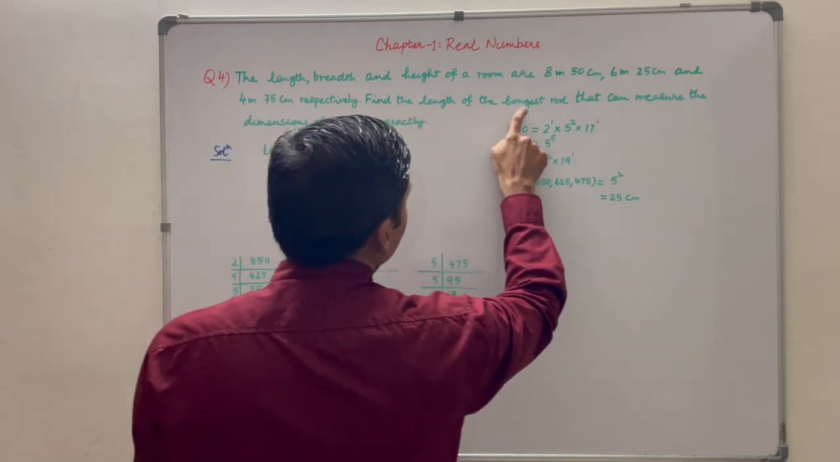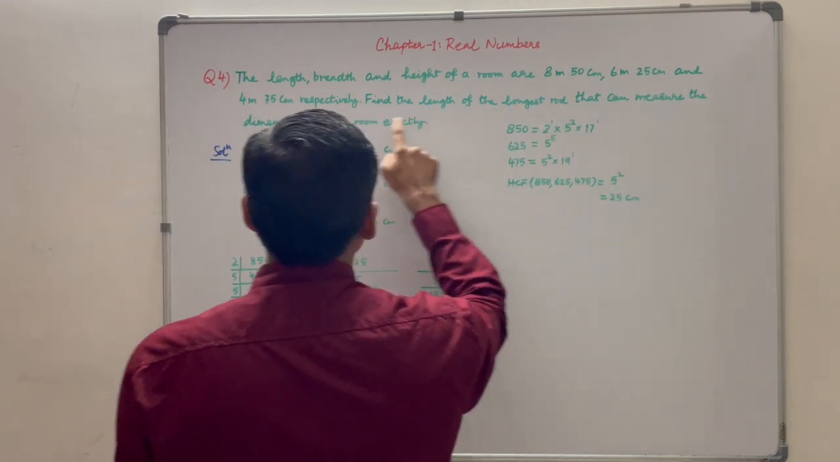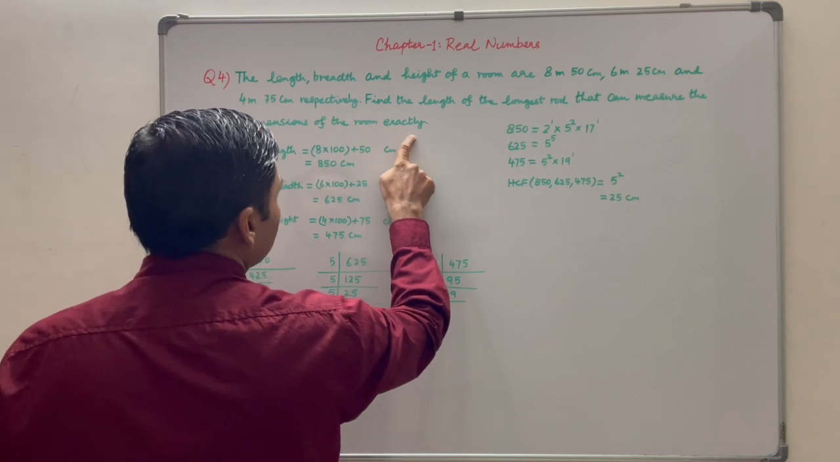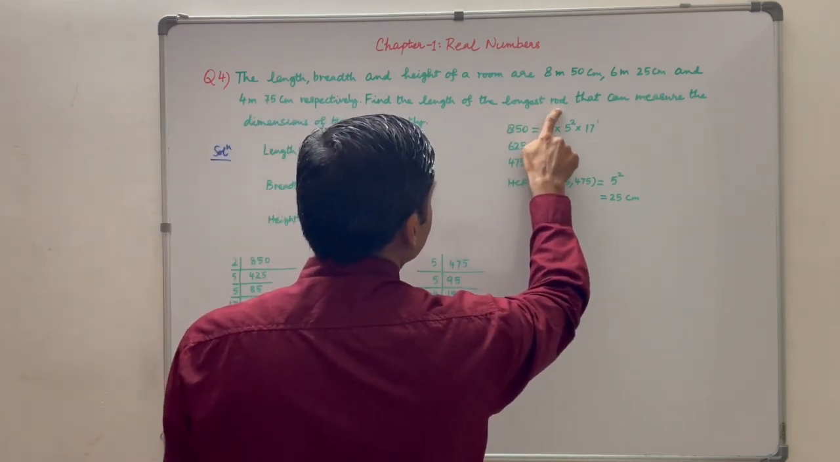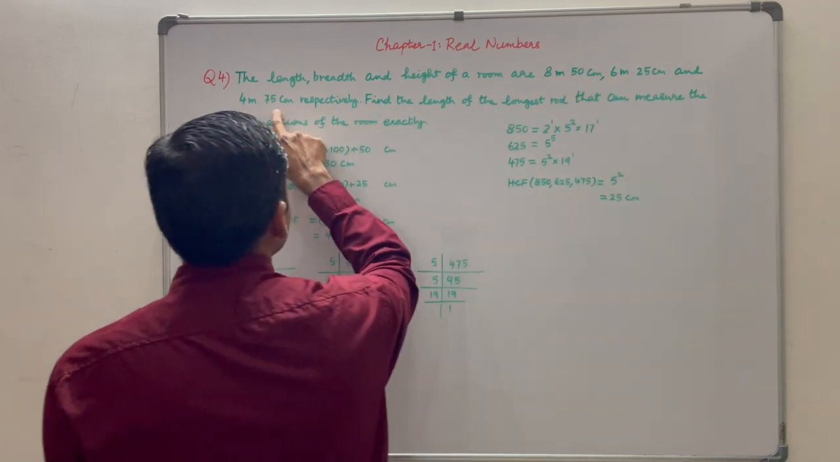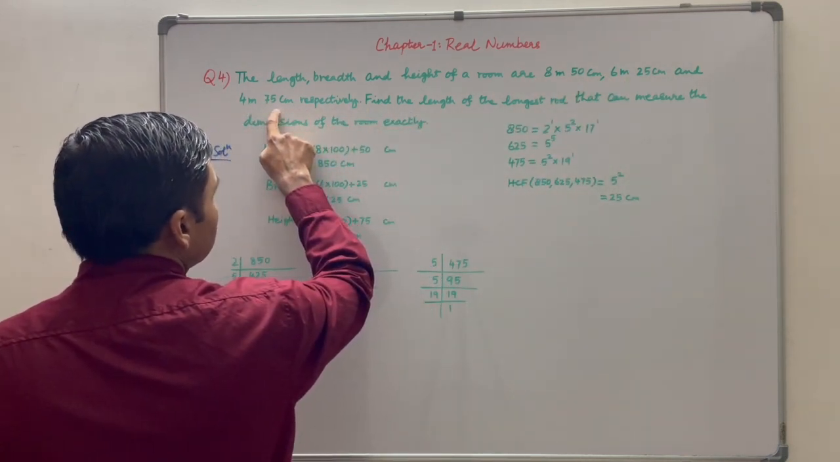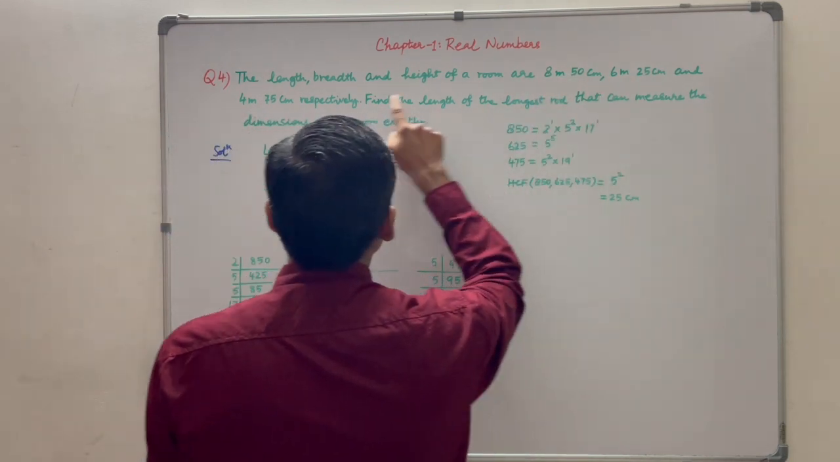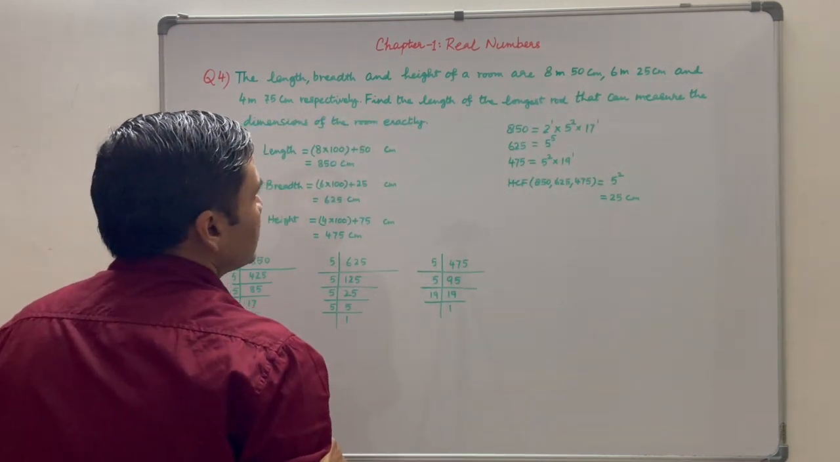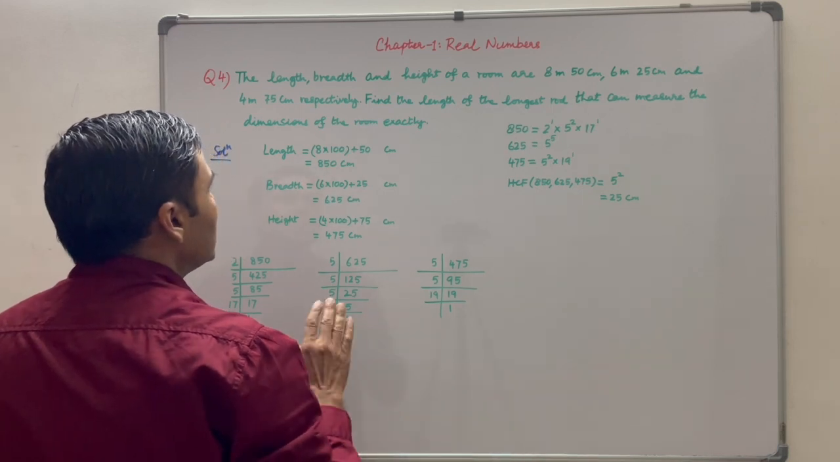Find the length of the longest rod that can measure the dimensions of the room exactly. In this case, the length of the longest rod will be less than all three dimensions in order to measure them exactly. So we need to figure out the HCF of these given numbers. First step is to convert them into a single unit.